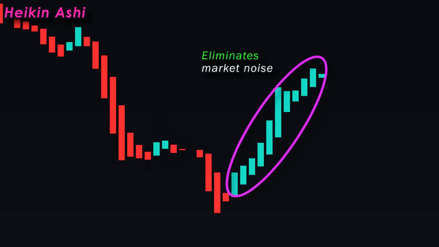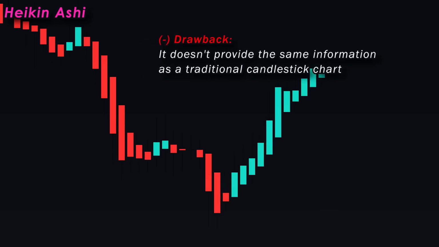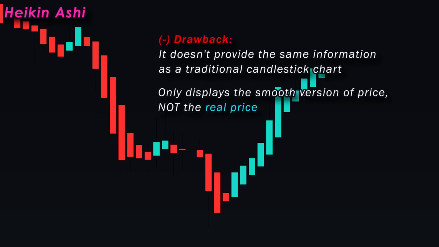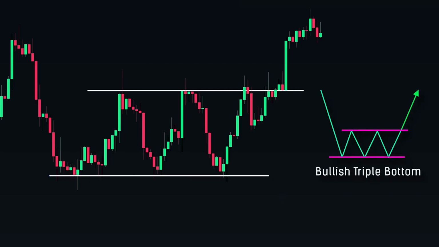However, as with any technical indicator, the Heikin Ashi has a couple of drawbacks, and one of the main drawbacks is that it doesn't provide the same information as a traditional candlestick chart. The reason is because the indicator only displays the smoothed out version of the price, not the real price. And this may restrict a trader's ability to perform certain types of analysis, such as identifying chart patterns or finding key support and resistance levels, because we would need to see the real price in order to do that.